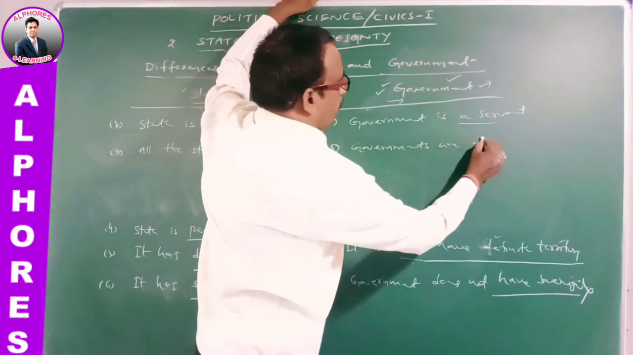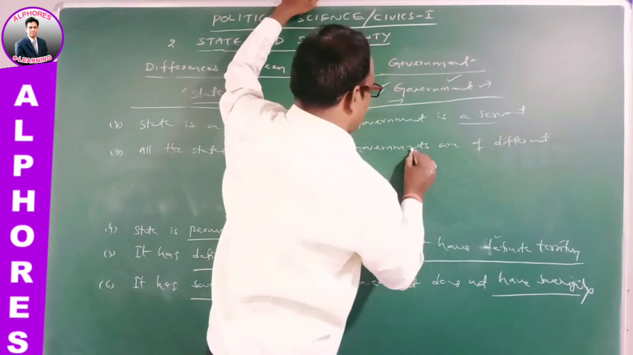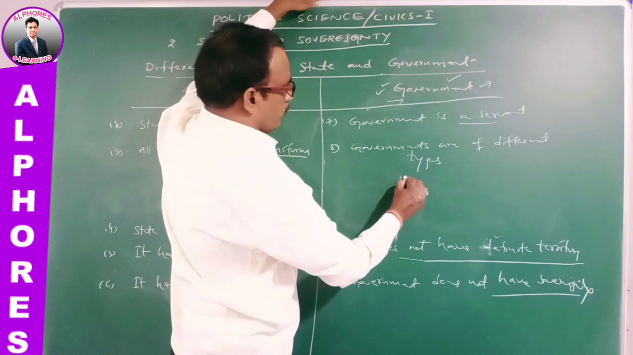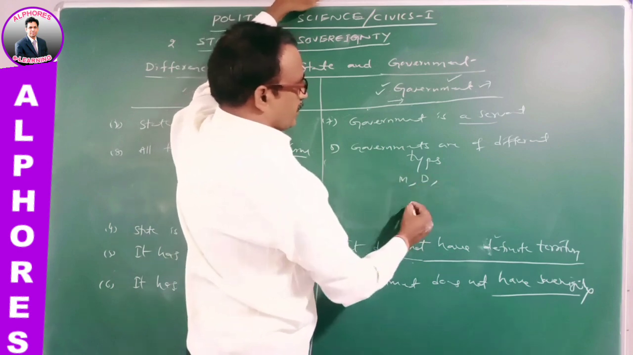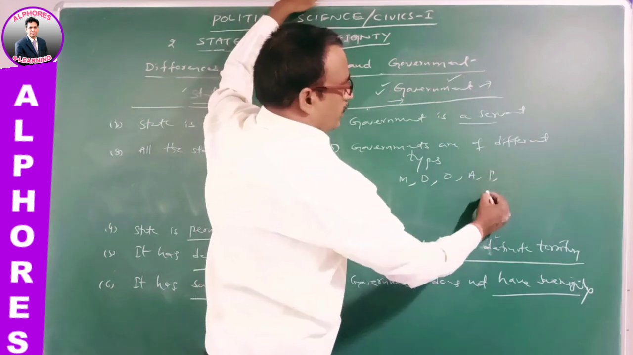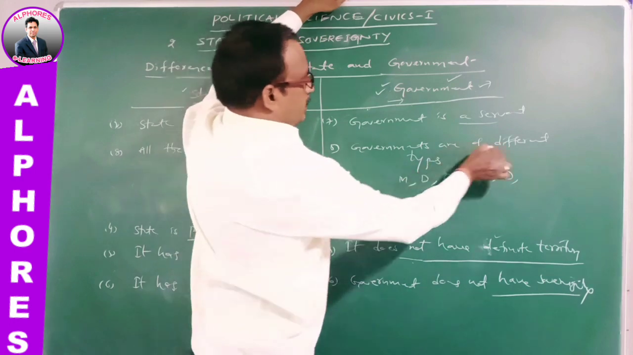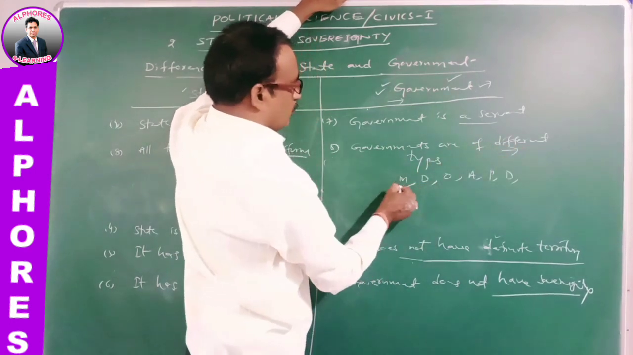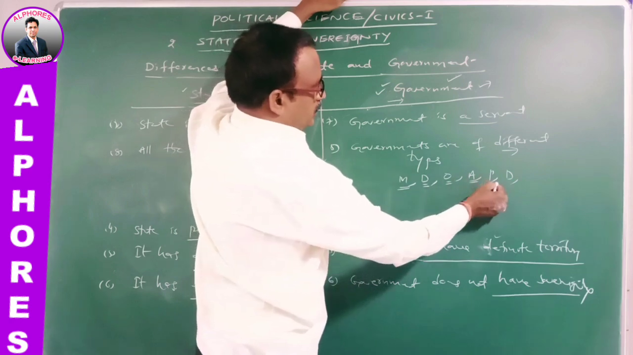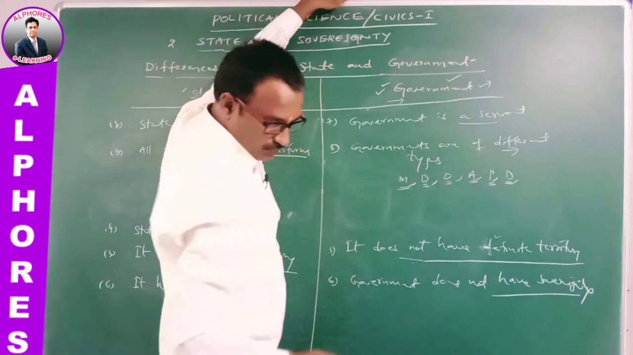So there are different types of governments. Already I said in last classes, namely monarchy, dictatorship, oligarchy, aristocracy, polity, democracy, etc. These are various types of governments.